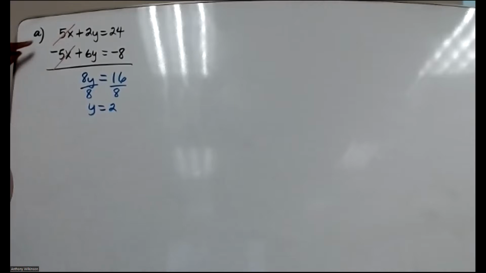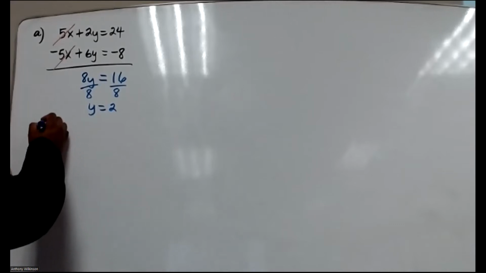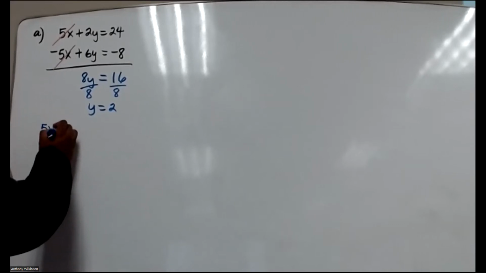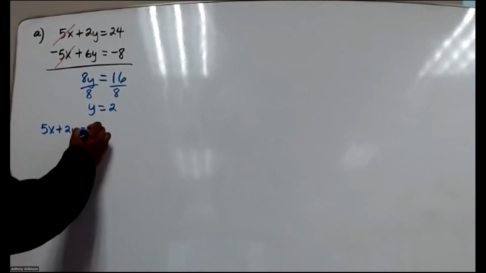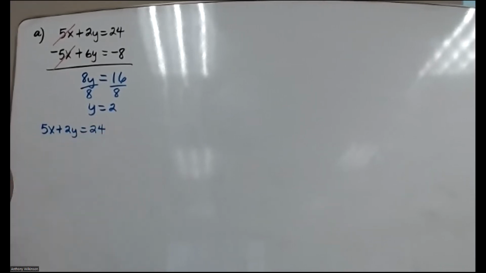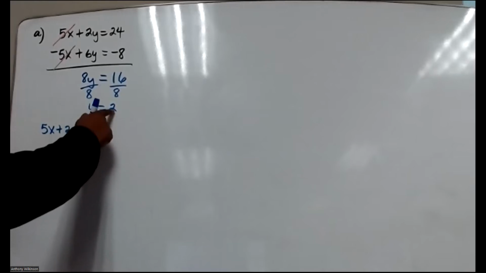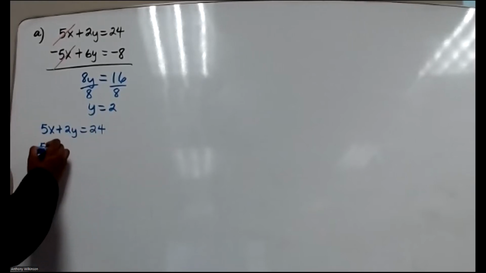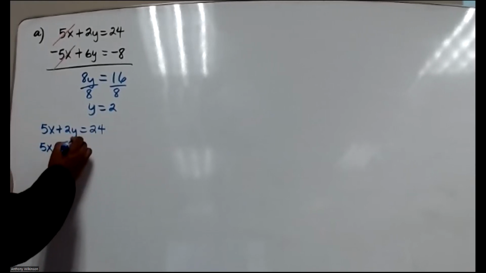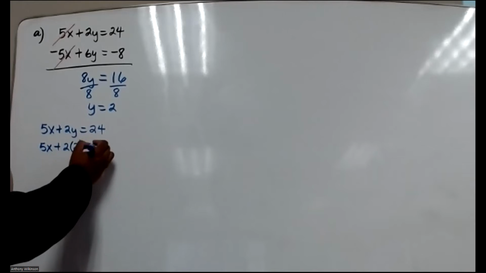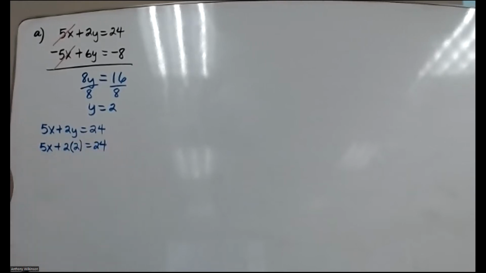Now we could use either the first equation or the second equation to find out what x is going to be. So in this case, I'll use that first equation. 5x plus 2y is equal to 24. And then substitute the y with 2. So I've got 5x plus 2 times y, which is 2, and that's equal to 24.